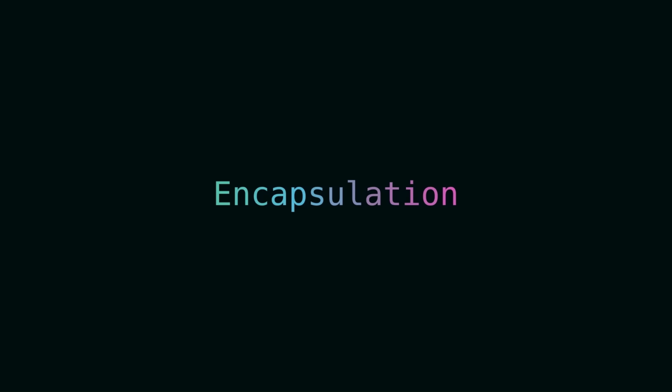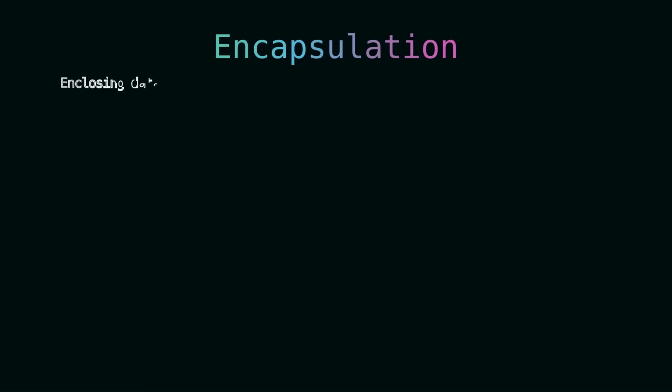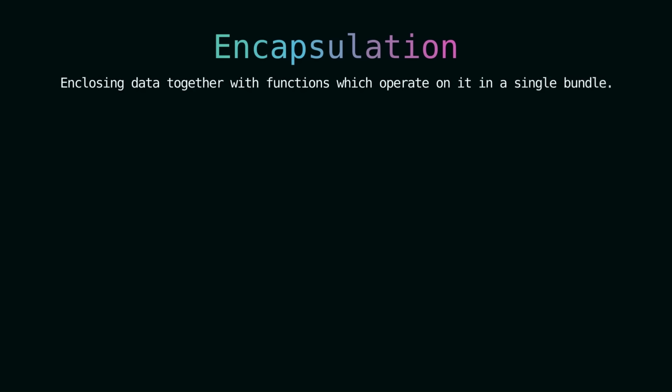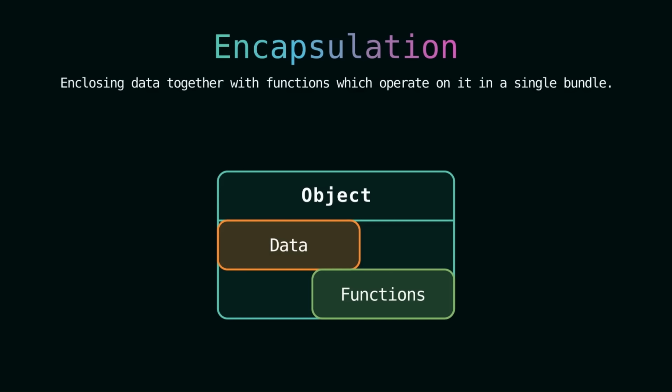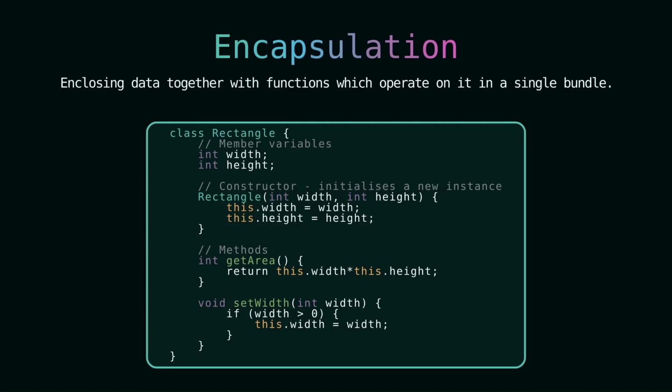Before you get addicted to playing this incredible game, you're ready for the first pillar, encapsulation, not to be confused with the incredible tech YouTuber Encapsulation. Encapsulation refers to enclosing data together with the functions which operate on it in one single bundle, an object. In languages like C++ and Java, the blueprint for defining an object is commonly known as a class. It defines the object's state through its member variables and its behavior through its methods.